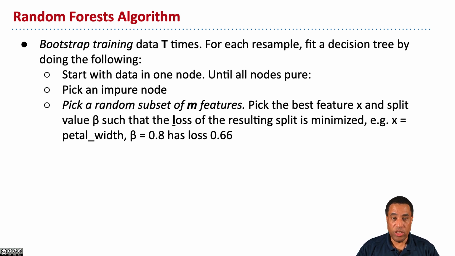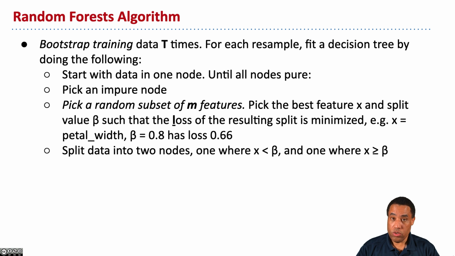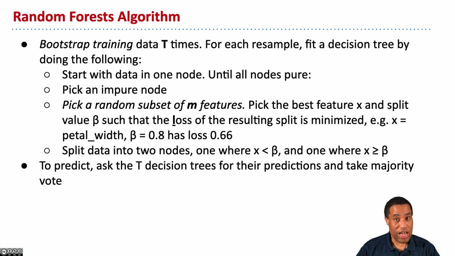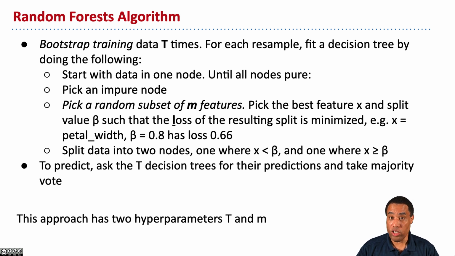So an example would be we pick the feature petal width and a beta of 0.8. And then we'll split the data into 2 nodes, where one is that feature X less than beta, and the other is that feature X greater than or equal to beta. And now when we want to predict, we'll just ask all t decision trees that we created for their prediction, and then just take the majority. So the hyperparameters here are going to be t, the number of bootstrap training data times, and M, which is the size of the subset of features that we're going to pick at each of our steps.